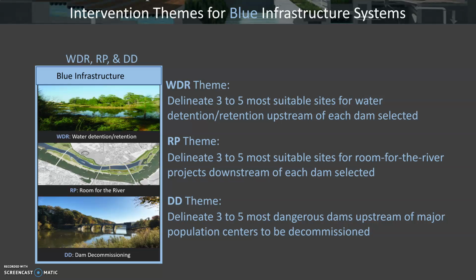And the second theme under blue infrastructure systems is RP. It stands for Room for the River projects. We'd like for you to look for 3 to 5 most suitable sites for Room for the River projects downstream of each dam you would like to decommission.